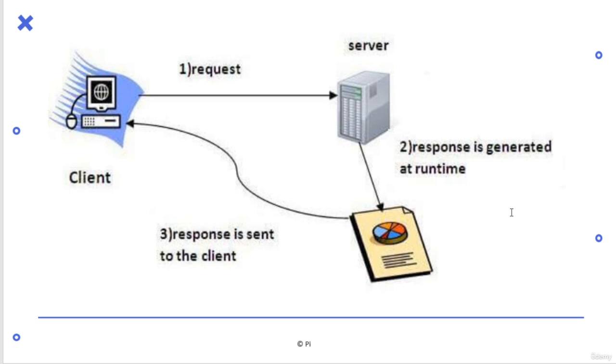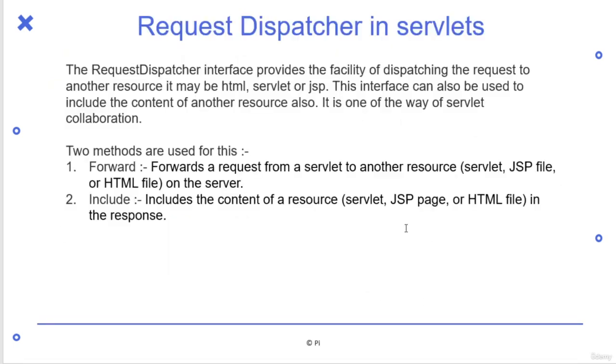So how does a servlet actually work? A servlet works on request and response. The client sends a request to the server, and the server generates a response and it's moved to the client. It's just like a copy of that part sent to the client. A servlet uses a request dispatcher. The request dispatcher is an interface that provides the facility of dispatching a request to another source, such as HTML, a servlet or JSP.